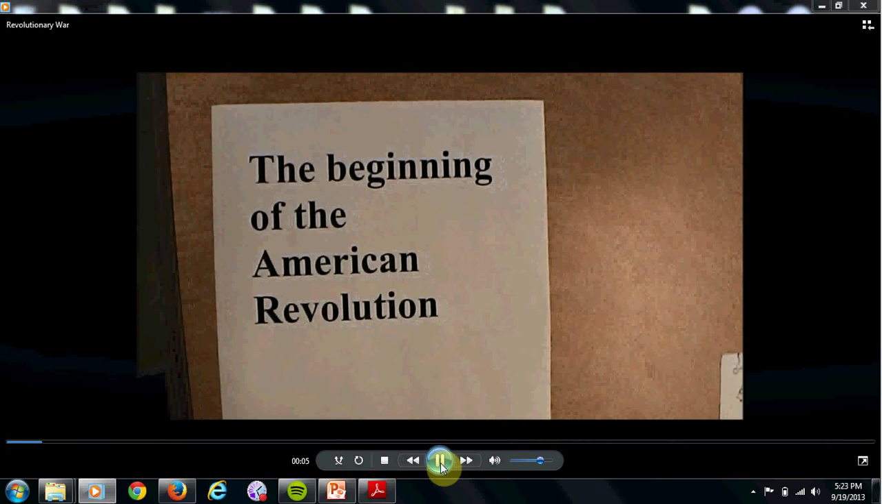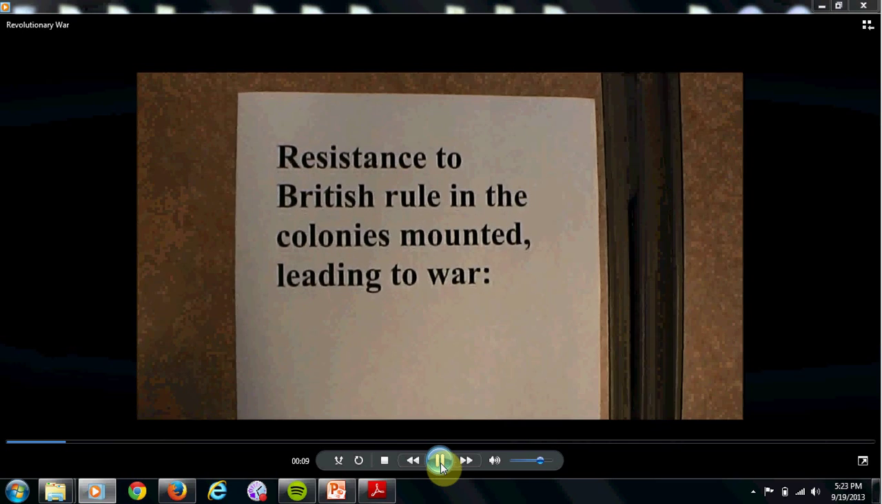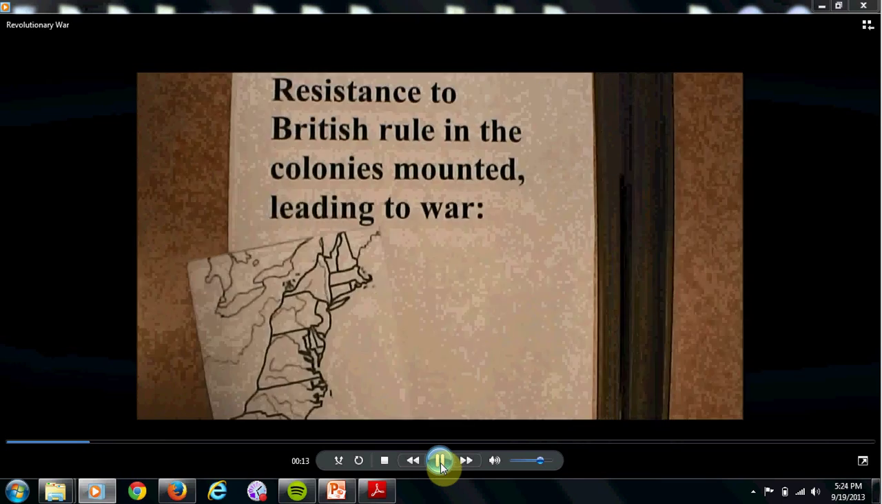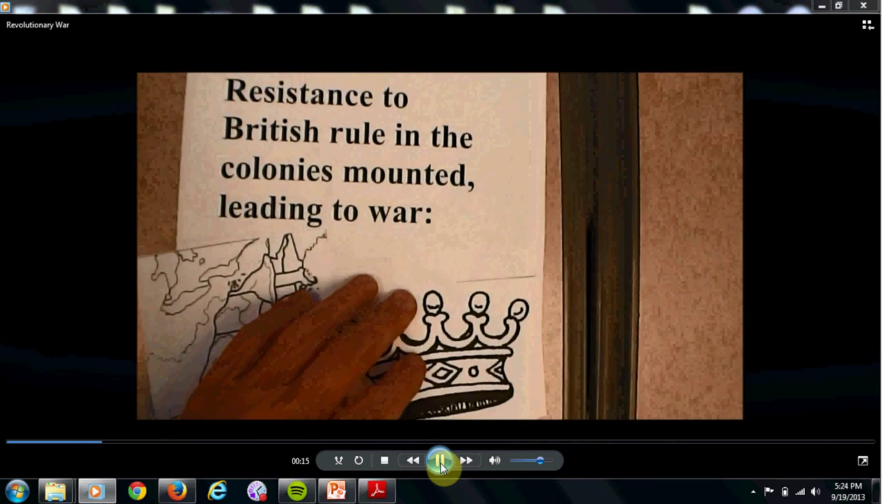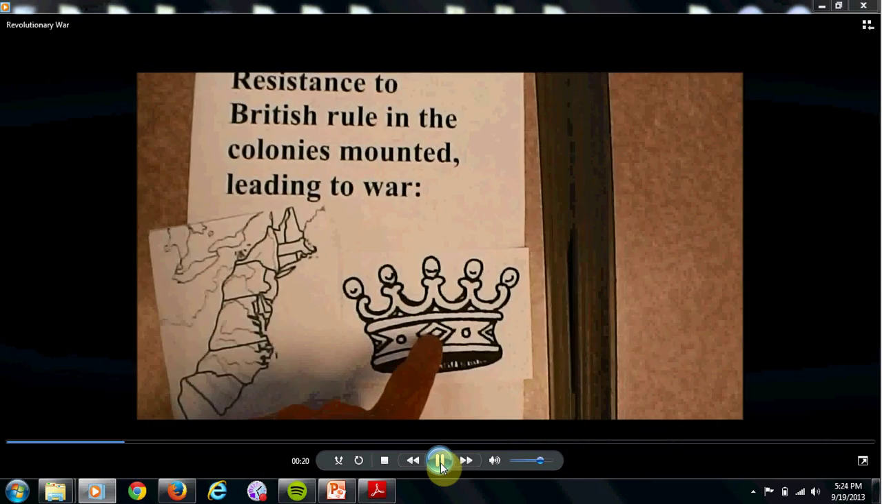Today we're talking about the beginning of the American Revolution. But first, before we talk about the American Revolution, who does it involve? Well, it involves the 13 colonies and the British king. Again, they're eventually going to lead to war because of the tension between them, but not right away. A couple of events happen first, okay?